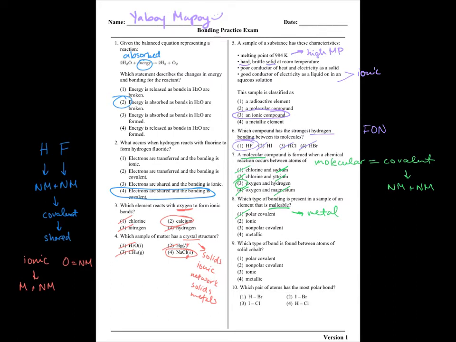So that might potentially be it. Choice 3 is nonpolar covalent. That's again nonmetals together, but metallic. That's a better choice. Metallic is all metal.